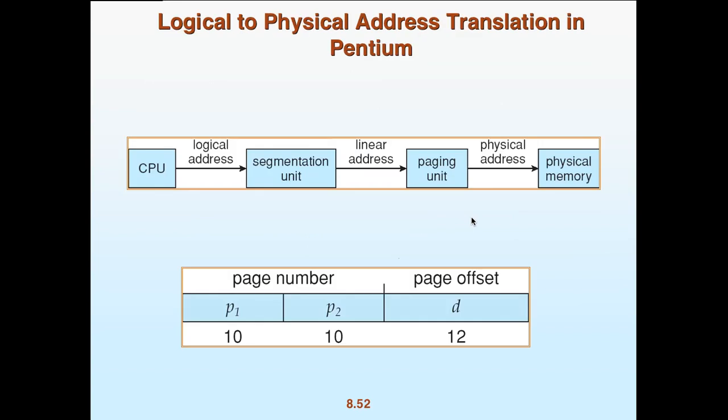So logical to physical address translation in the Pentium is an example. The CPU looks for the logical address, goes to the segmentation unit, finds the linear address, looks at the paging unit, finds the physical location of it, and goes out and loads it up into memory. So from a Pentium concept, in terms of modern day computing, segmentation and paging are both used in unison.